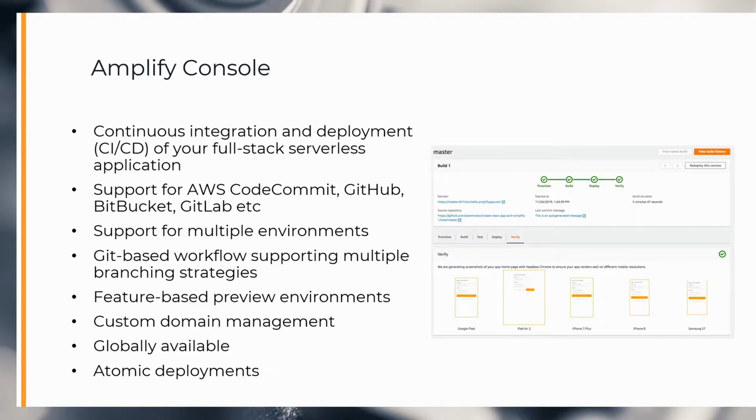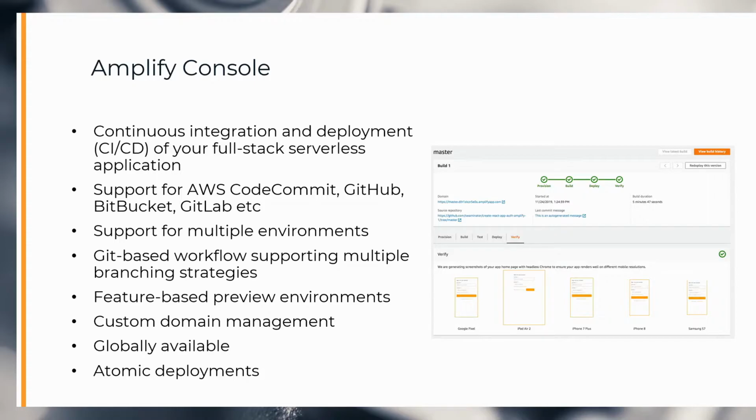The Amplify console is those cloud services I mentioned that provides continuous integration and deployment services that we can hook up to our Git repositories and do automated testing and deployments into our backend environments. It's got support for all major Git providers, support multiple environments, and using the tools of the Amplify console, we can do a number of different Git-based workflow strategies such as feature branch strategies and Git flow.